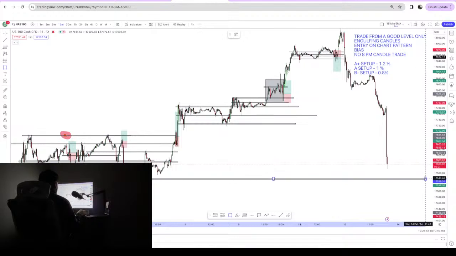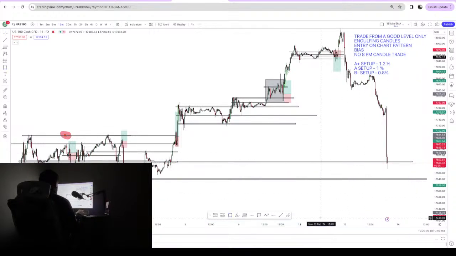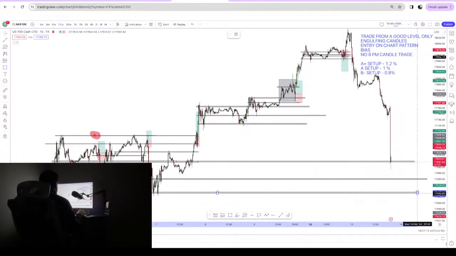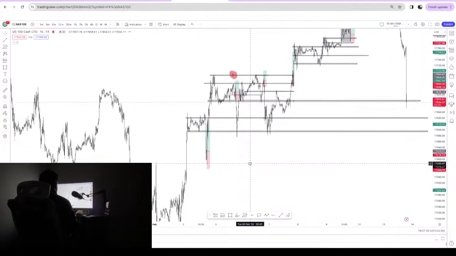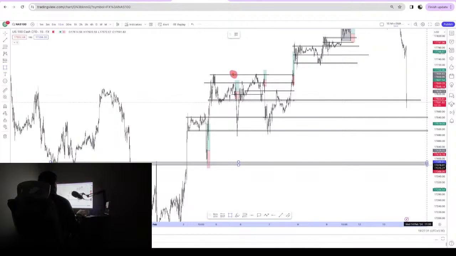This was a level for us. This was also an important level. Below this you can also see this one. Let's see if we have a few other levels, so we can use this also. You can see how beautifully the market reacted to this zone. Most probably it will strike here again.